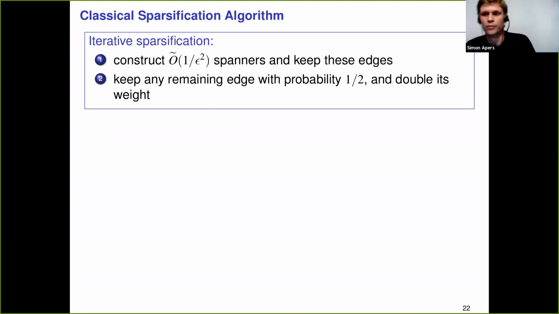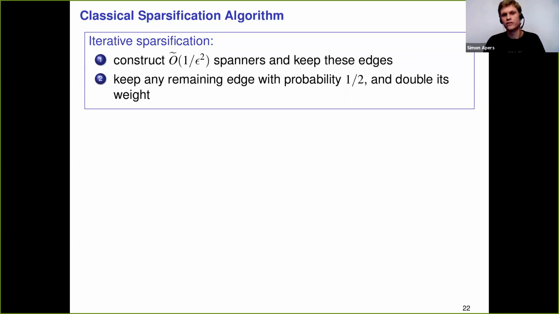Okay. So given this information, we can now propose a somewhat more applied sparsification algorithm, which is an iterative sparsification algorithm. What we can do is we first construct O tilde 1 over epsilon squared spanners, and we keep these edges. We just construct enough spanners to cover all the edges which are important, all the edges of high effective resistance, and all edges which are not inside these spanners, we can feel confident that they should be less important, and so we can downsample them. And this is what we do in step 2.